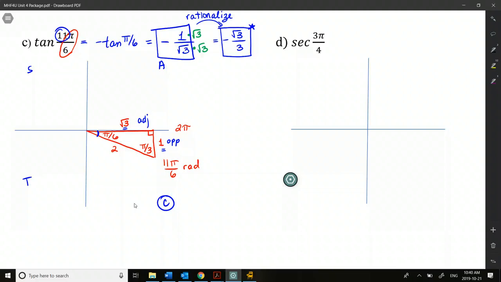Why is it negative? Well, negative tan 11 pi over 6, tan of 11 pi over 6 is negative in and of itself. So if I had a negative in front of that, those two negatives would cancel out and it would make it positive.